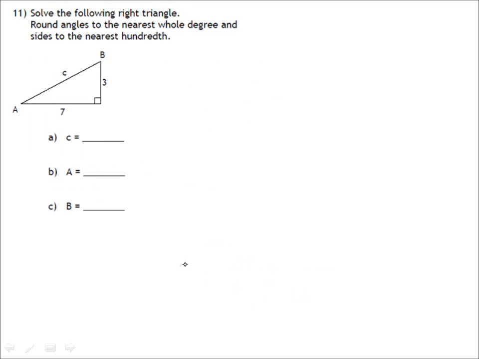On number 11, we're also asked to solve another triangle, same thing. You can see we need to find the length of side C and, again, angle A and angle B. So I'm going to begin by finding C. Since C is the hypotenuse, we're going to say 7 squared plus 3 squared is equal to C squared. So you can see here we have 49 plus 9 is equal to C squared.